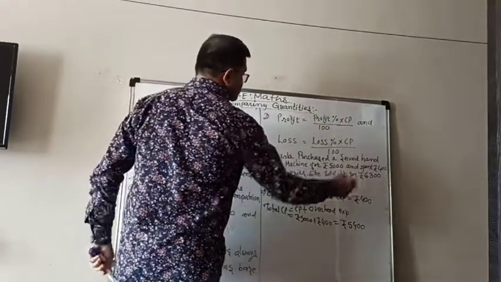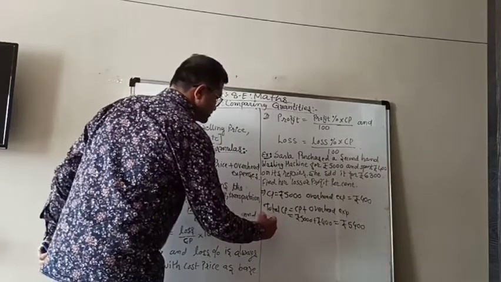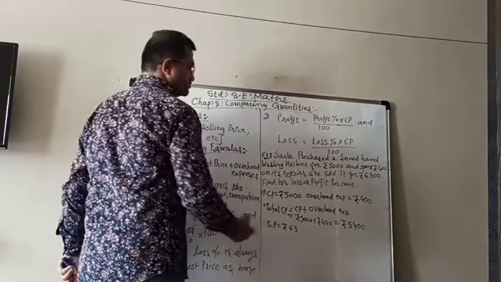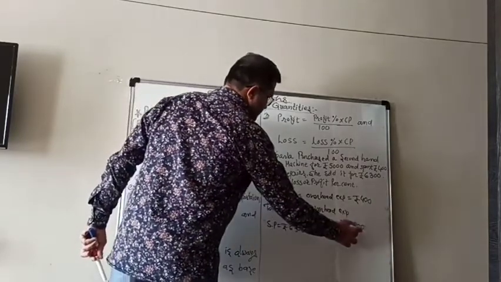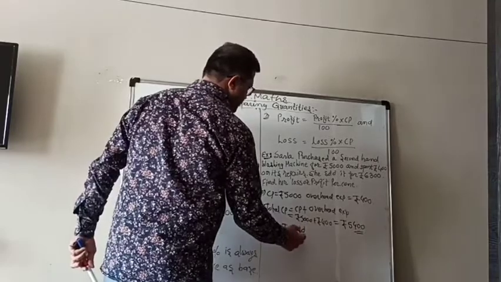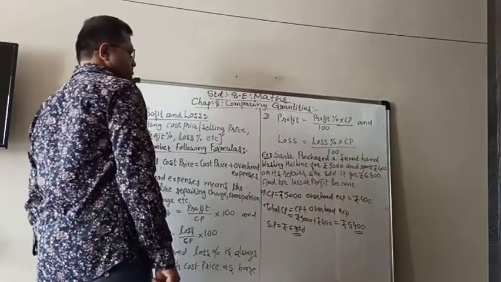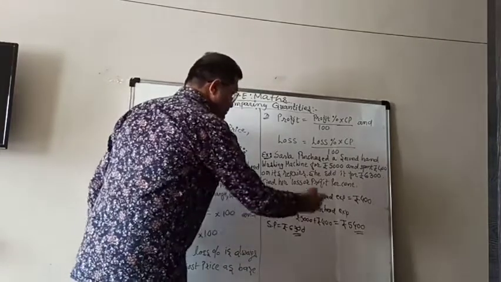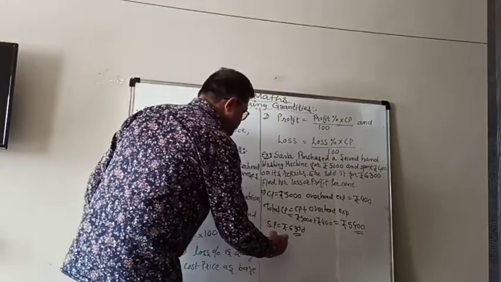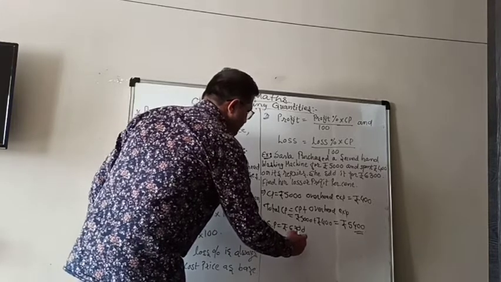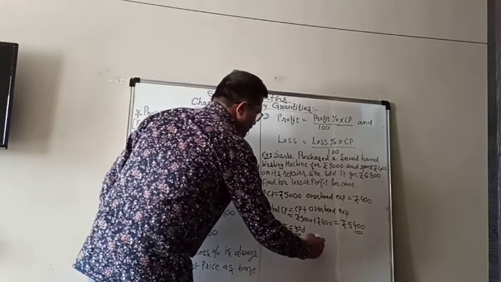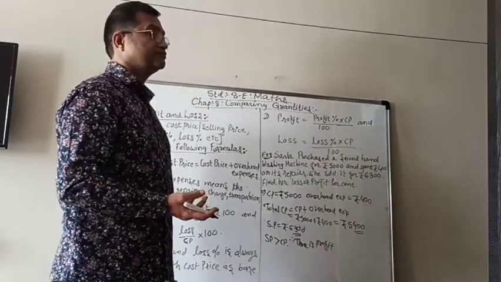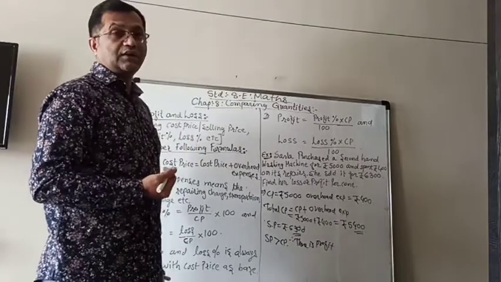Now she sold it for rupees 6,300. So selling price, SP, is equal to rupees 6,300. Now look here, 5,400 is the CP, SP is 6,300. So here CP is less than SP. So here SP is greater than CP. Therefore there is profit. When SP is more, CP is less, then we get the profit.